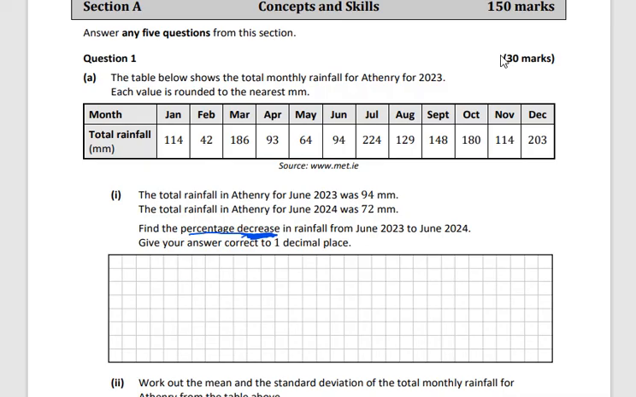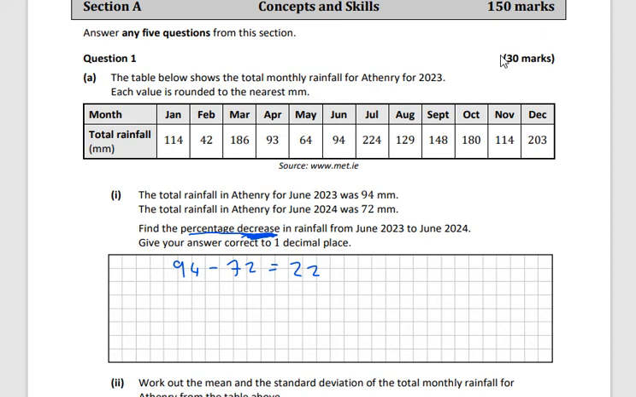So if we just do 94 take away 72, we'll get 22. That's how much it decreased by. That's how much the rainfall decreased by. And that will generally get us some marks to start off with.